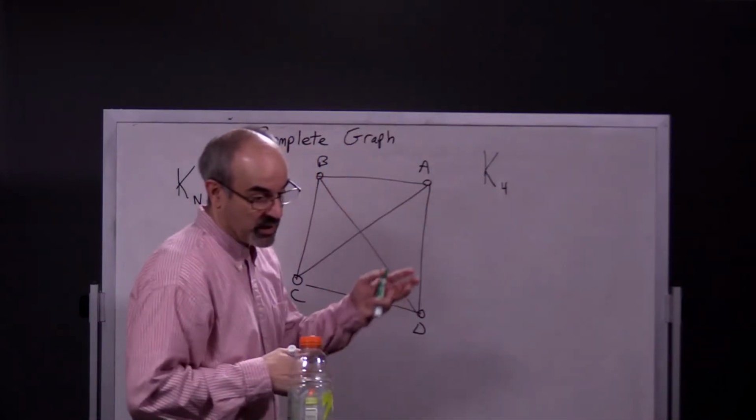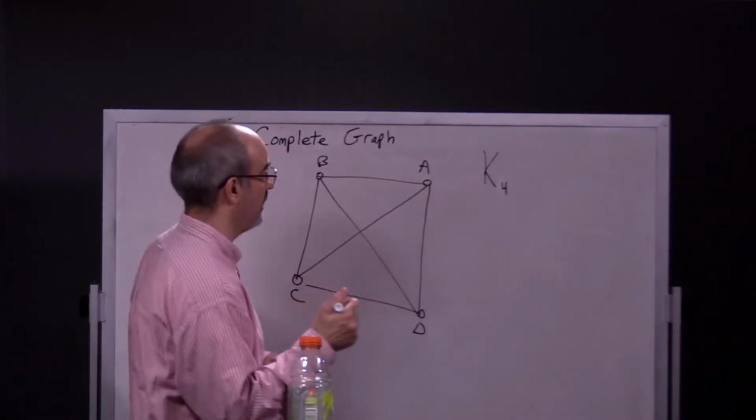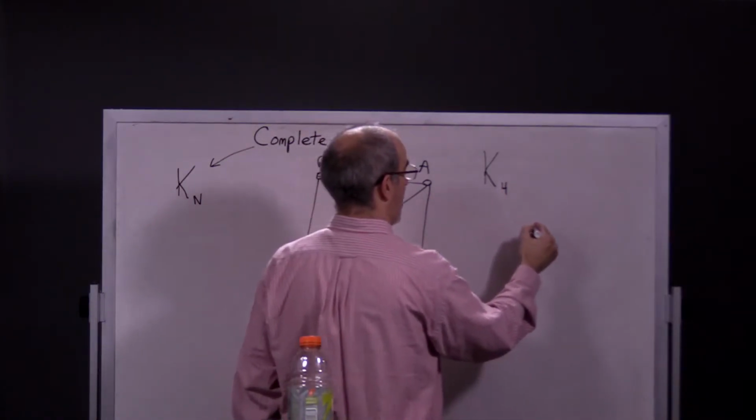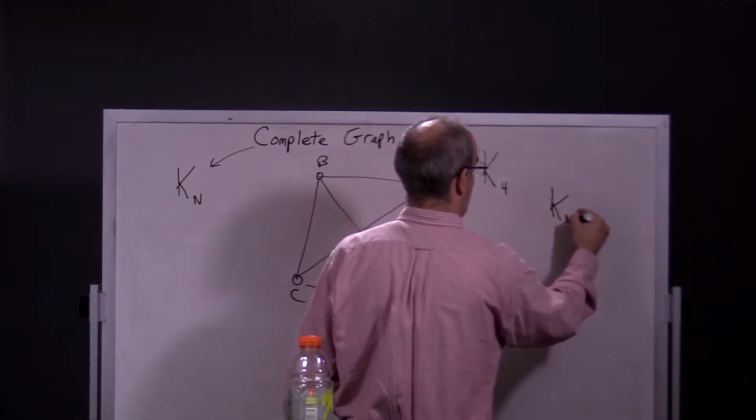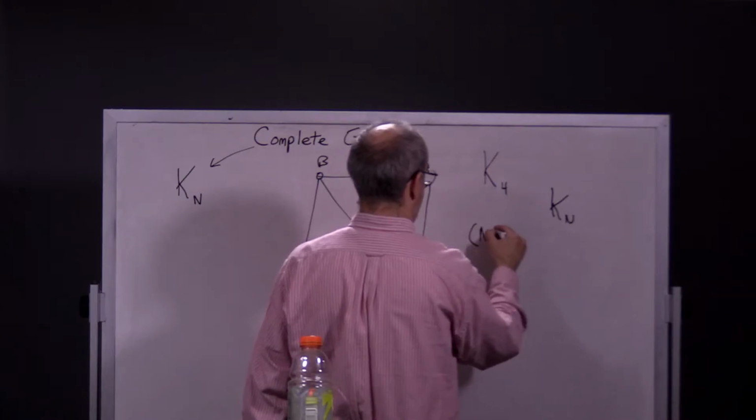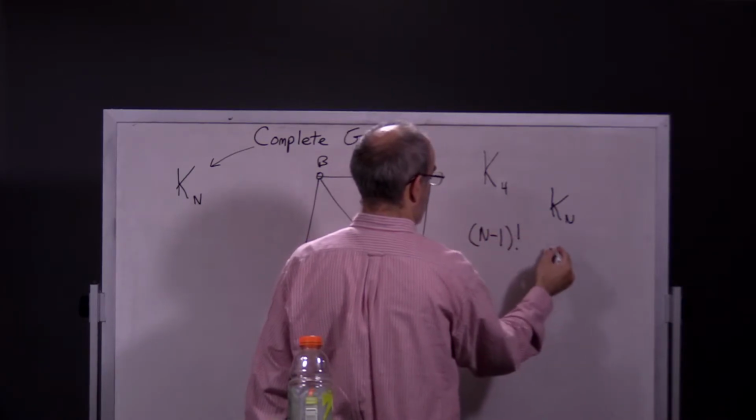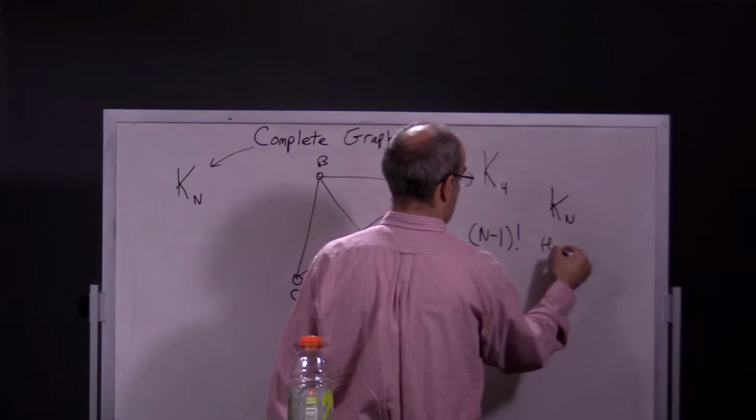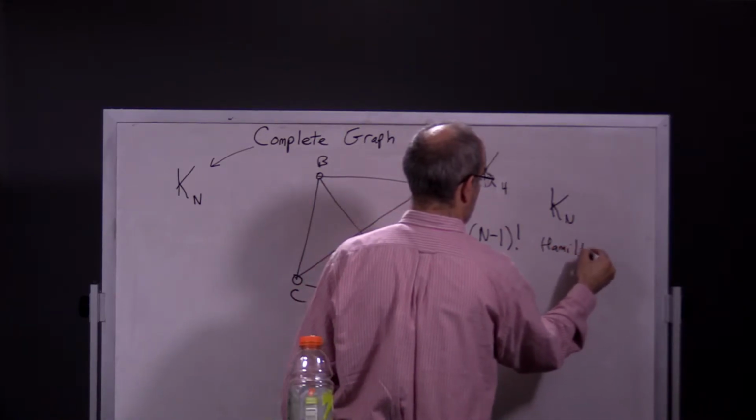Okay, well, it turns out that if you have Kn, there are n minus 1 factorial Hamilton circuits.